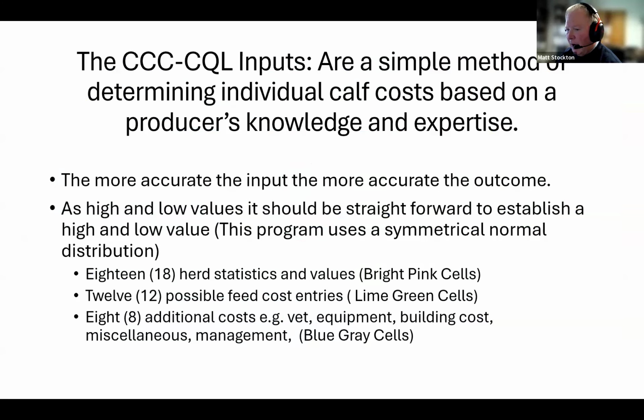But remember, the more accurate the input, the more accurate the output. I had garbage in, garbage out, and I was told that that was too computerized, so I did put it in, so it's not so ranchy.